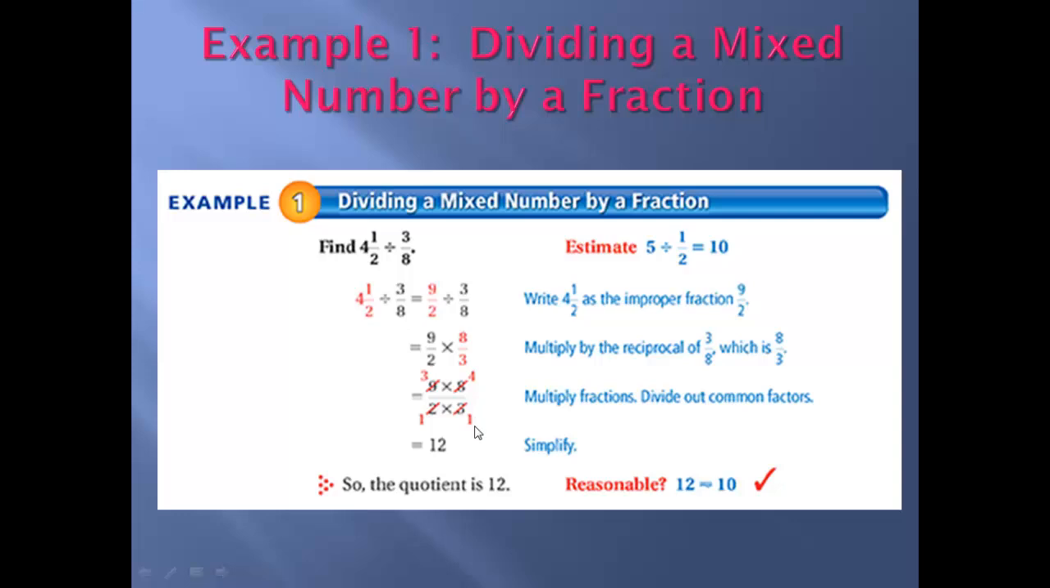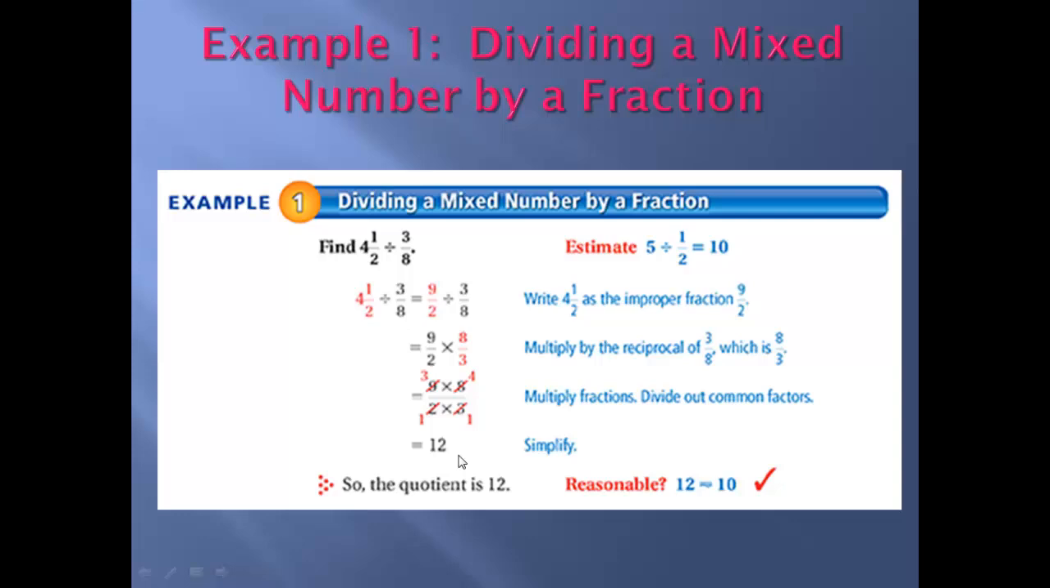3 divided by 3 is 1, and 9 divided by 3 is 3. Now we can look at our 8 and 2, and for 8 and 2 we can divide both of those by 2. 2 divided by 2 is 1, and 8 divided by 2 is 4. Now we're going to multiply what we have. We have 3 times 4 for the numerator, which is 12, and 1 times 1 for the denominator, which is 1. And 12 over 1 is 12. So the quotient is 12.